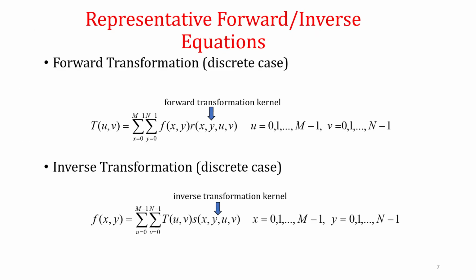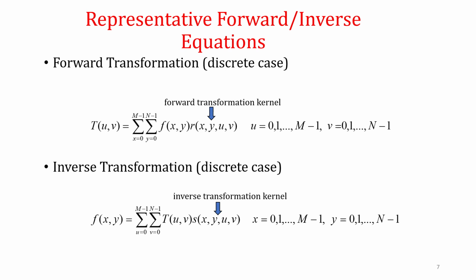So in general, all the transformations have to be demonstrated as forward and reverse transforms. In general, the variable for a transformed domain will be in the form of T of u comma v. We have given two summation terms, one for x and one for y, and then f of x comma y is the original image. Here r of x comma y comma u comma v is the term called the basis or kernel, which is the parameter used for transforming.